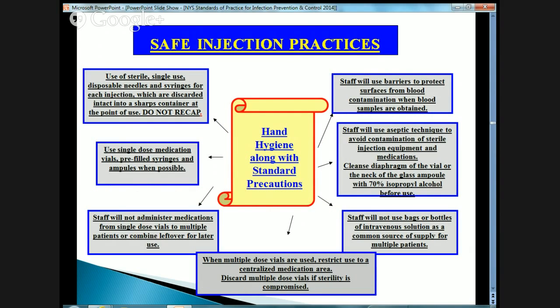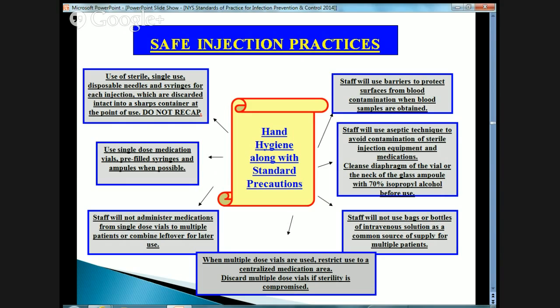Safe injection. Hand hygiene goes along with safe injections, but you have to look at what you're doing. Staff use barriers to protect the surfaces from blood contamination. If you're doing a clean procedure, if you have a bench and you're cleaning a piece of equipment there, you cannot be mixing medication in the same spot. Basically, that's what it is, because even though you're cleaning it off, the possibility of contamination is still there.